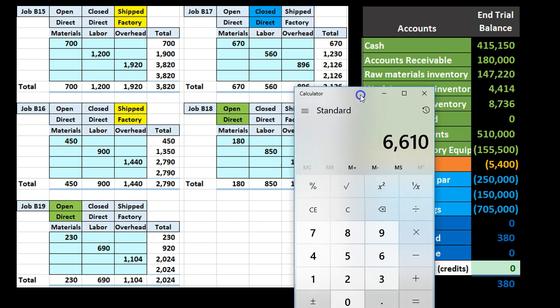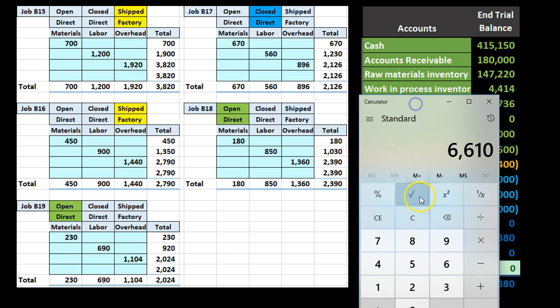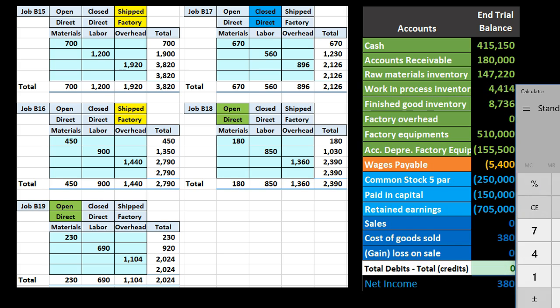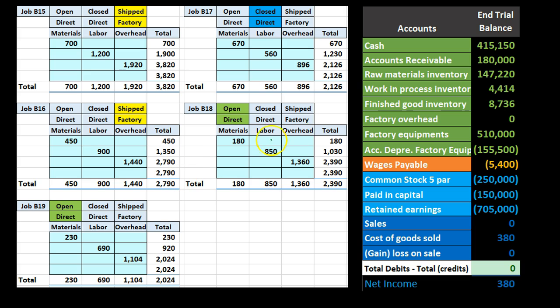The two jobs that are still open, that are still in work in process here, are these green jobs. That's going to be the 2,024 and the 2,390, which add up to the 4,414 still in work in process. So these job cost sheets can support the work in process and the finished goods. They will, in essence, support cost of goods sold to a degree, but remember that it's a temporary account that will close out to retained earnings.